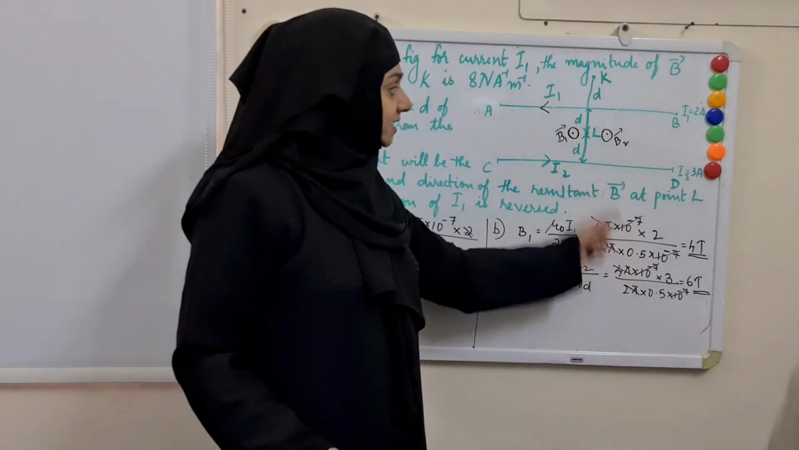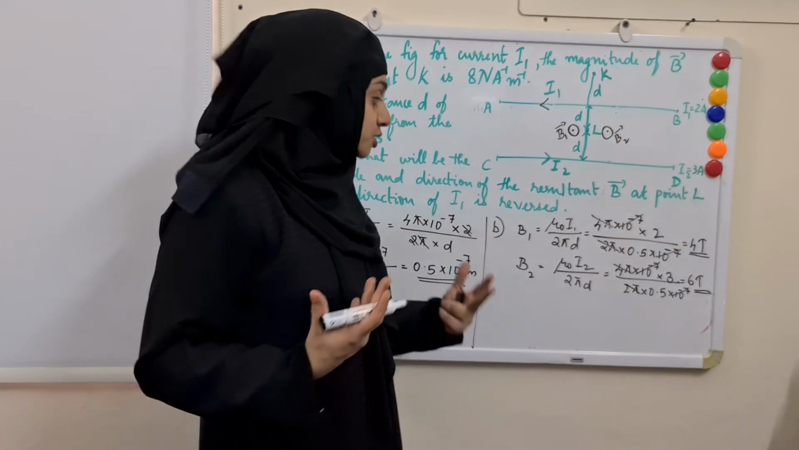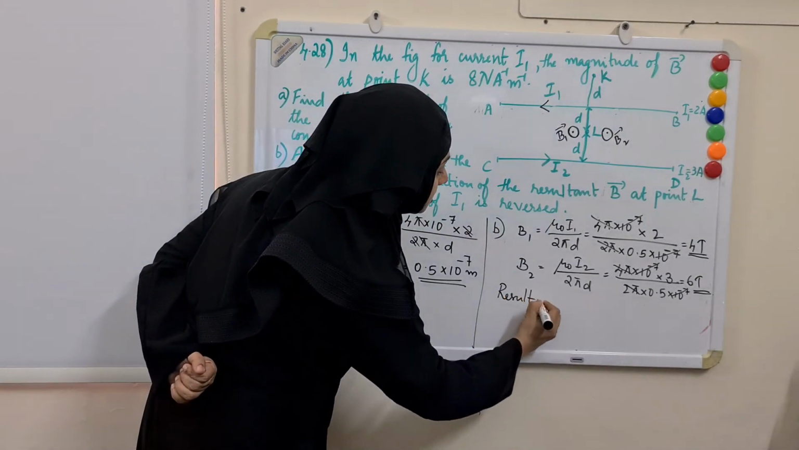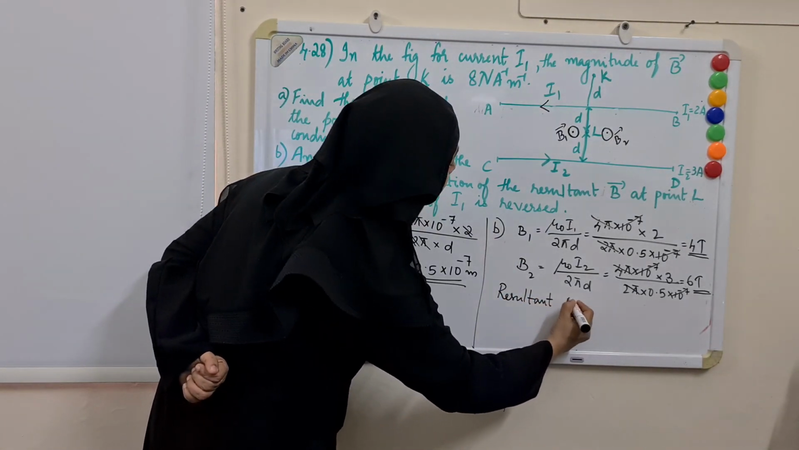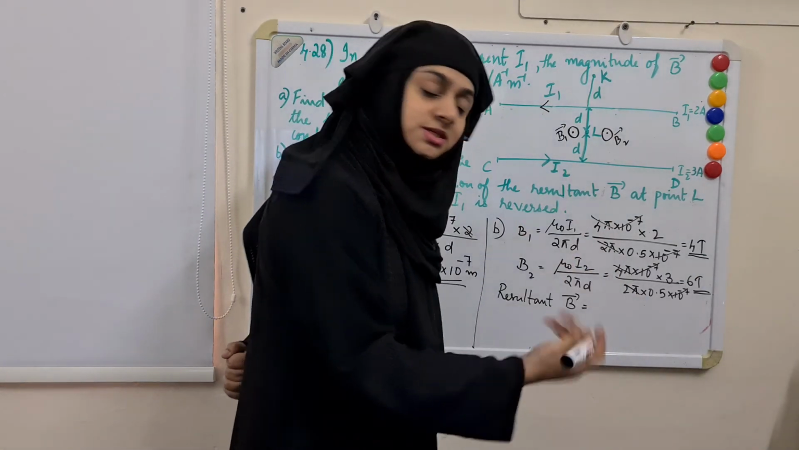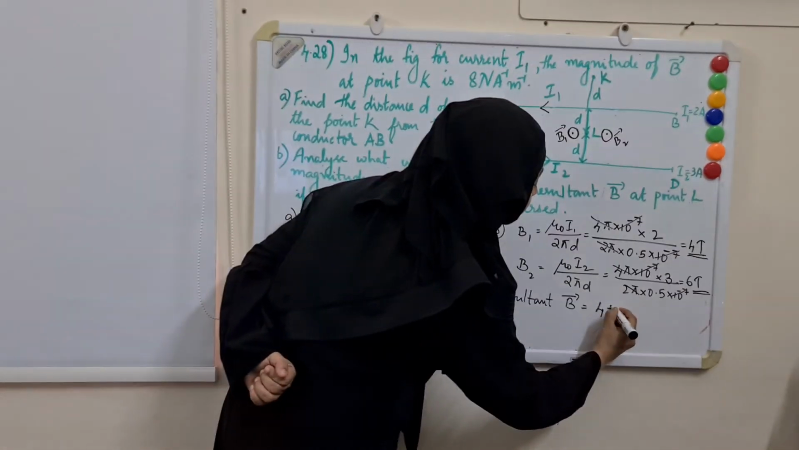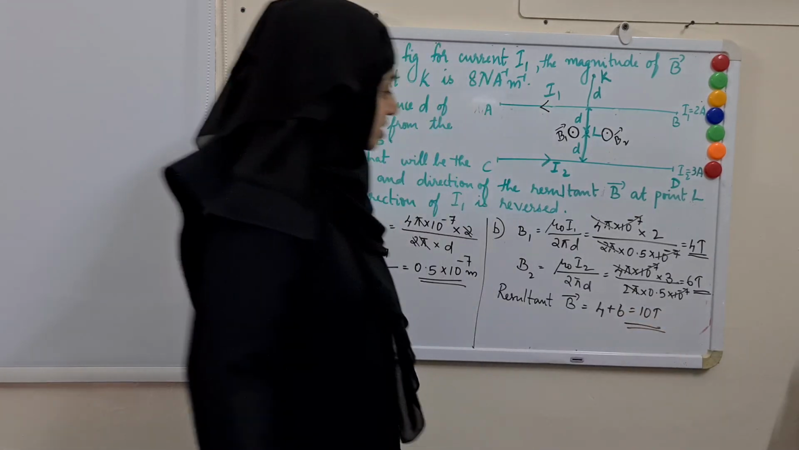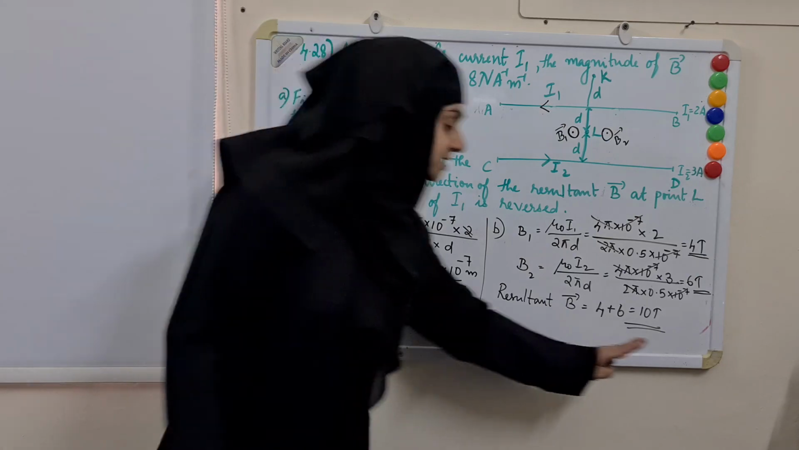So we have to add them, they are in the same direction. So what is the resultant magnetic field? Resultant magnetic field B is equal to 4 plus 6, that is 10 Tesla. So that's it.